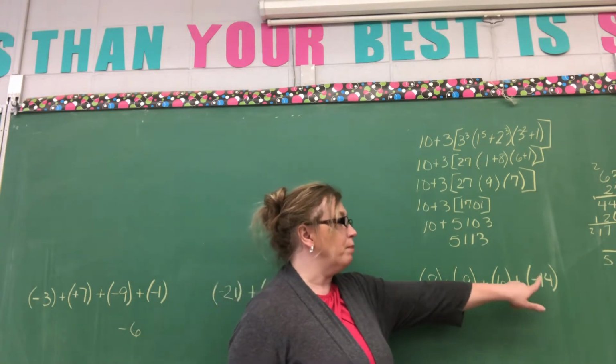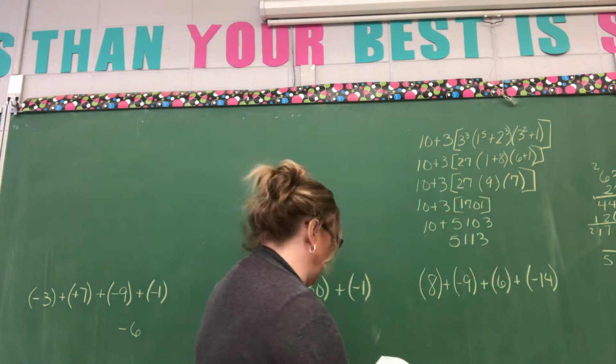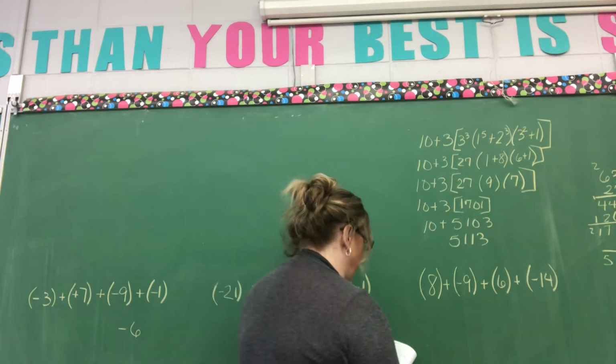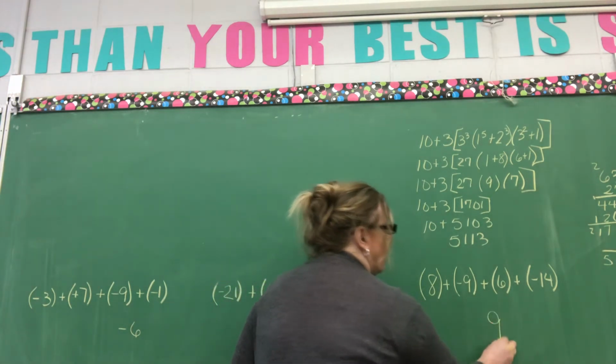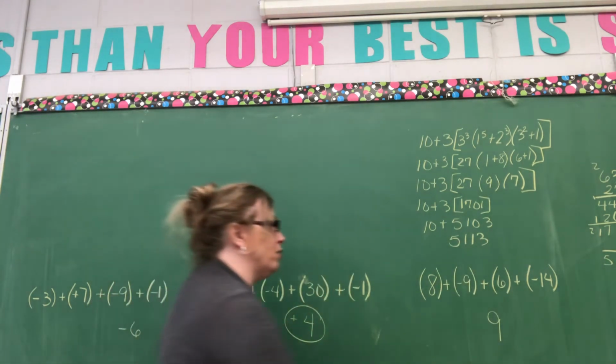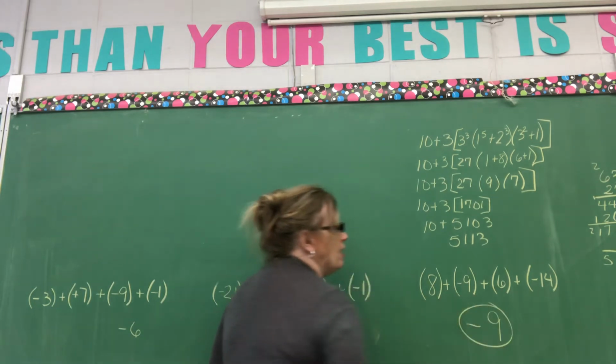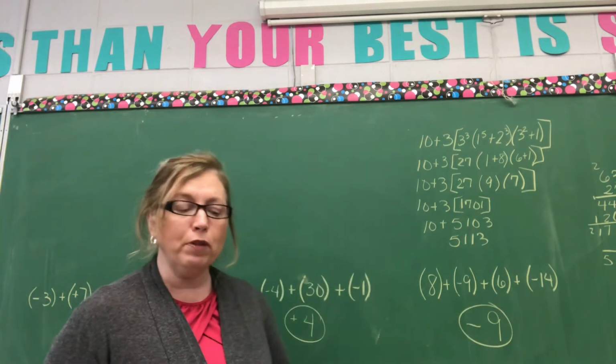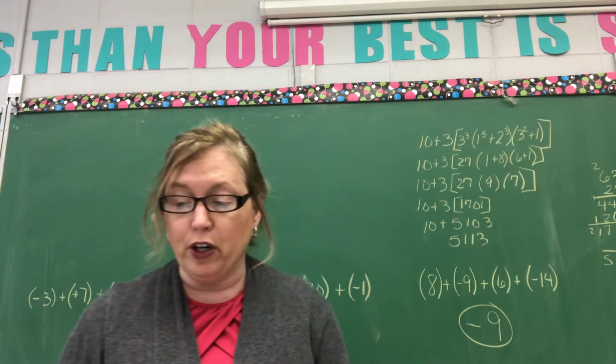Positive 5 plus negative 14. When you have negative 14, the difference is 9, and 14 is the greater absolute value, so it is a negative 9. I hope this is going well for you.